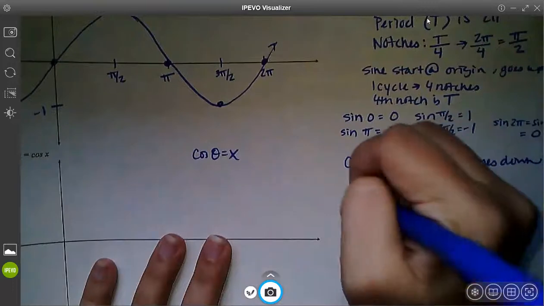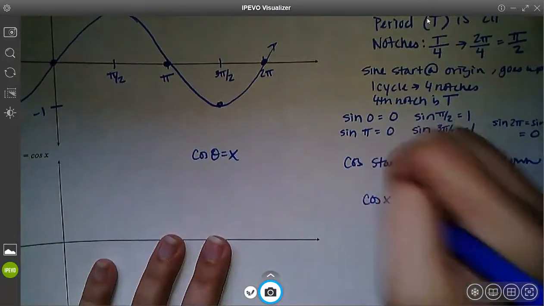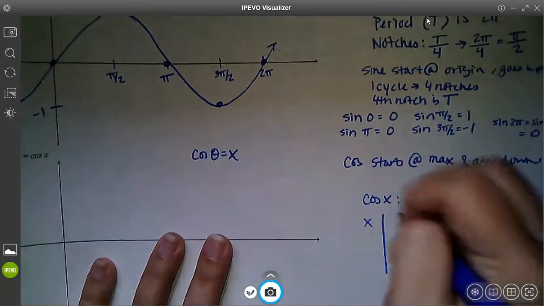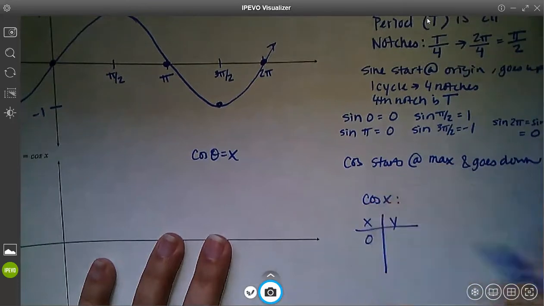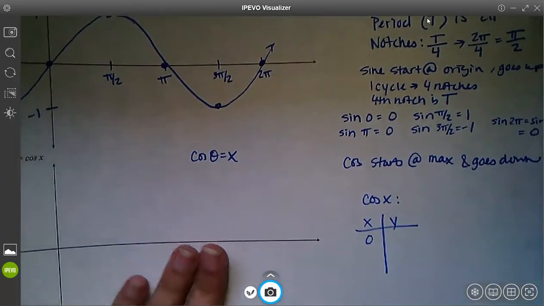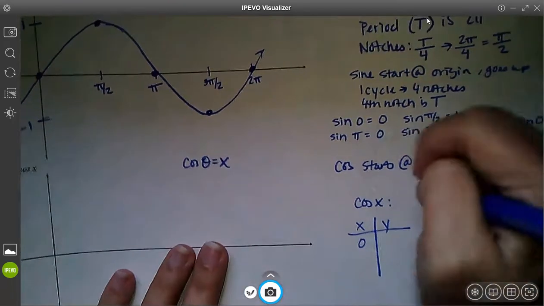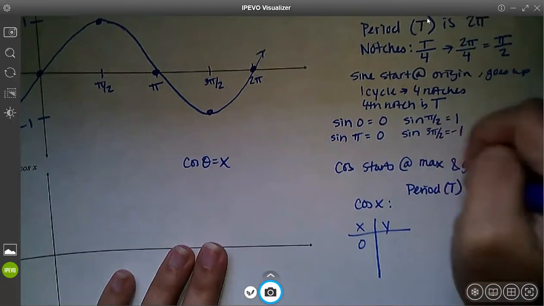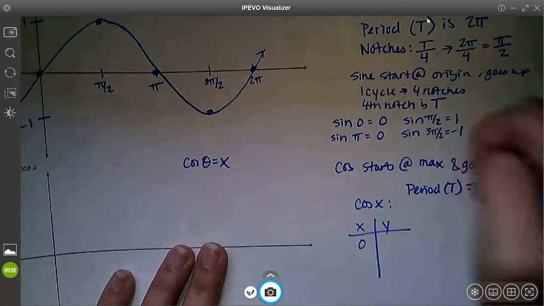So if we're looking at the cosine of x, so if we plug in our values and make a table, we have 0. Again, our period is the same for sine and cosine. I'm just making a period. Is 2 pi. Notches are the same.